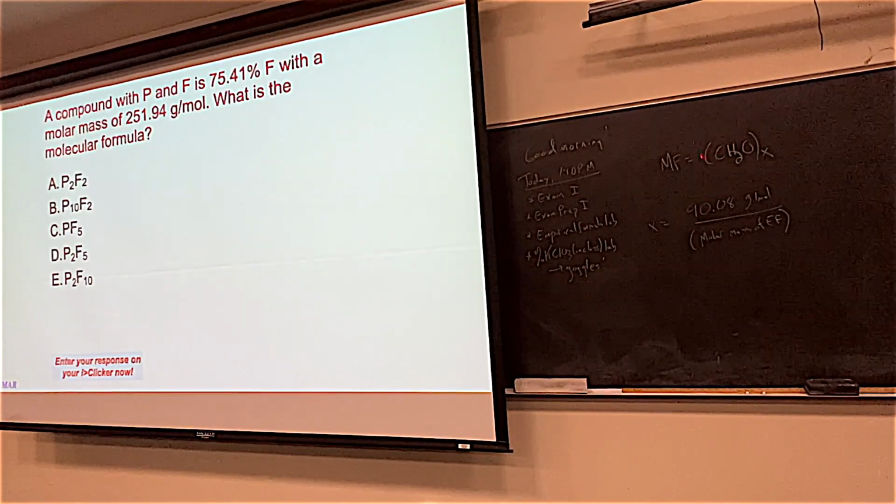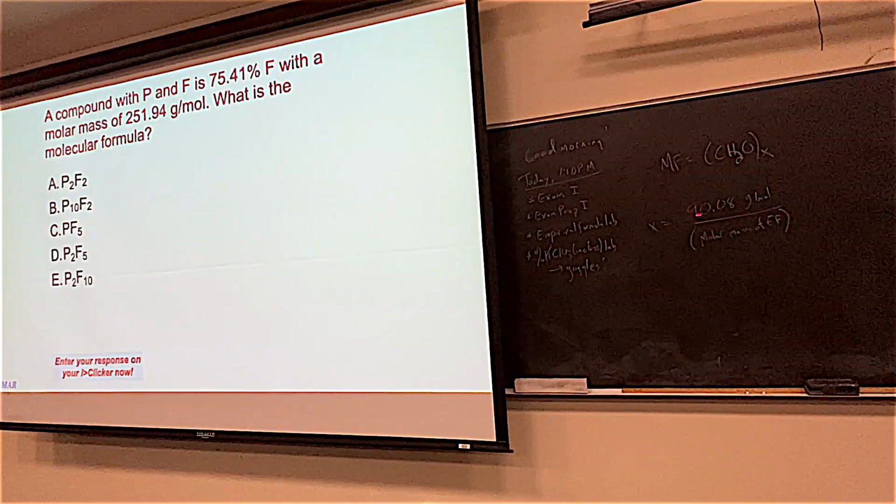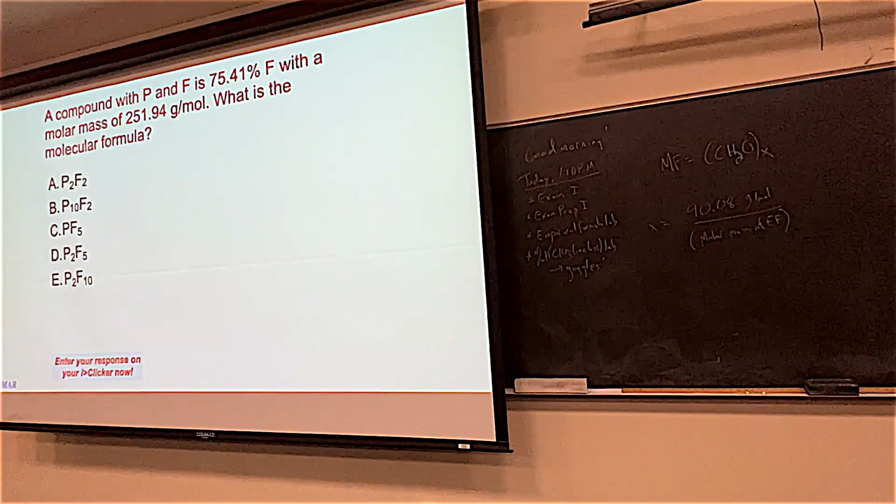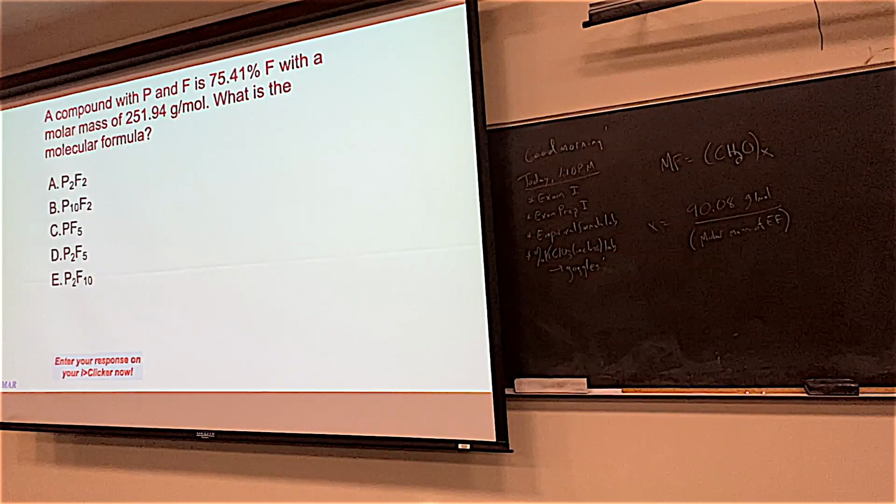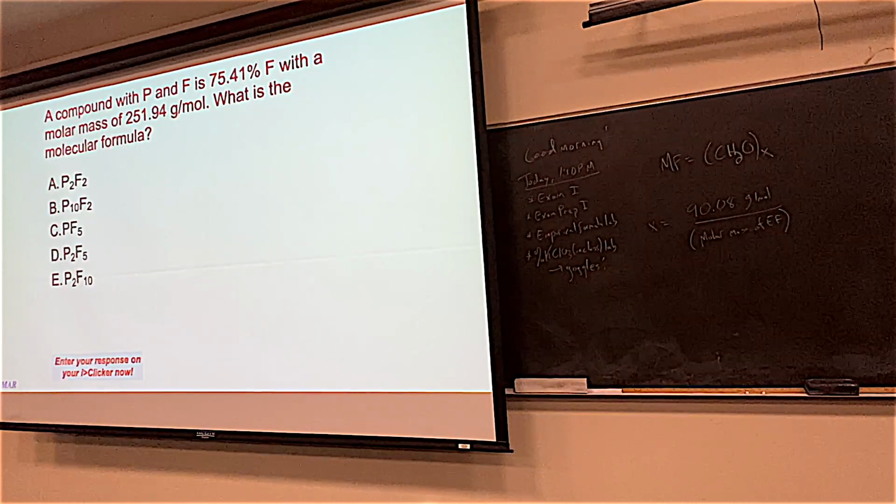So once you have the empirical formula, that to the factor of X is going to give you the molecular formula. So down here, 251.94 would be on the top, and the molar mass of your empirical formula would be on the bottom. So see if you can use all that information to find out what the molecular formula of this phosphorus fluorine compound will be.